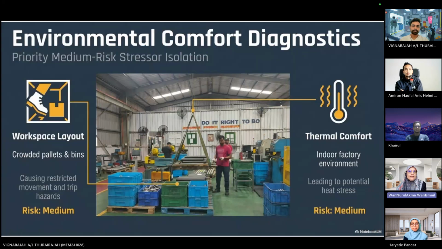In terms of the environmental comfort diagnostic, we also observe this machining having a risk of heat stress, which is a thermal comfort issue. The workplace layout is also crowded with pallets and bins, which can cause restricted movement and trip hazards. Okay, next.